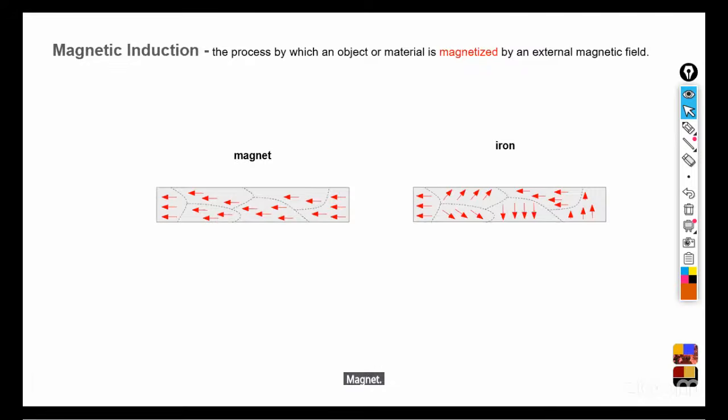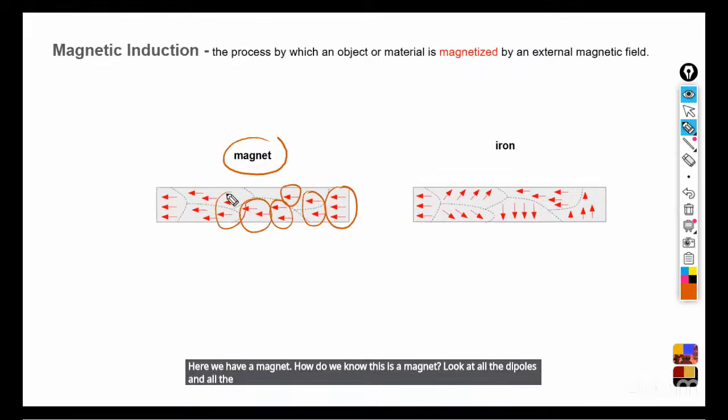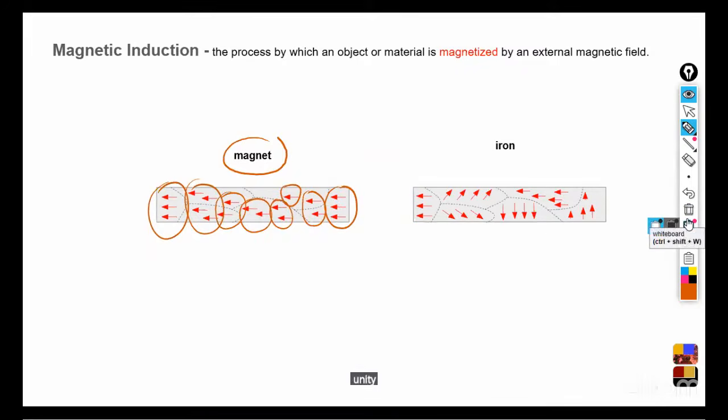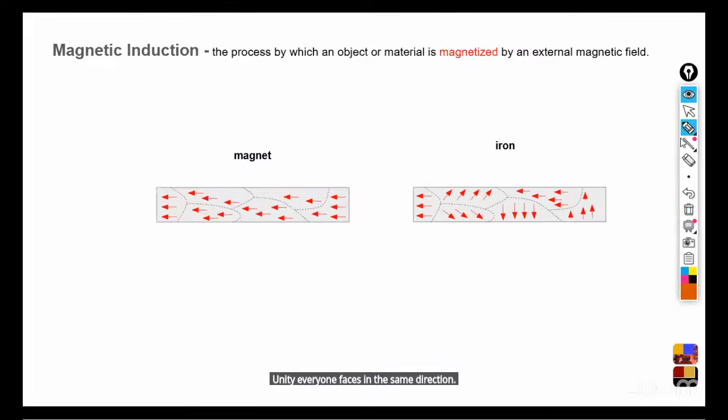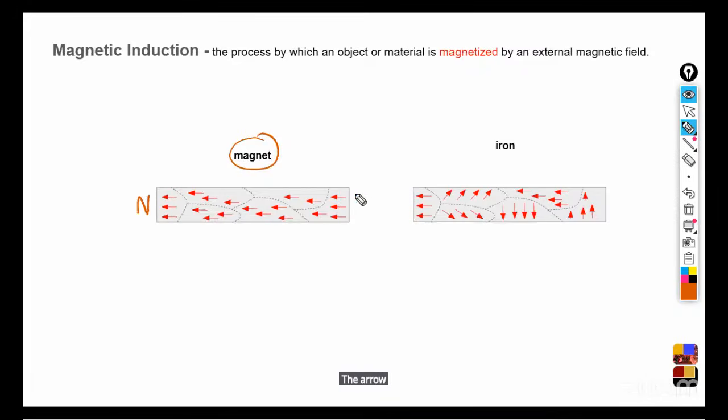So let's do a little experiment here. Here we have a magnet. How do we know this is a magnet? Look at all the dipoles, and all the dipoles are facing the same direction. There is unity here. Everyone is facing the same direction. And by looking at this, let's say the examiner were to draw this in the exam and ask you which side of this magnet is the North Pole and which side is the South. That's easy. The arrowheads point to the north side and the tails point to the south side.